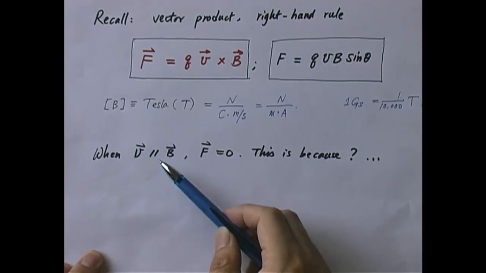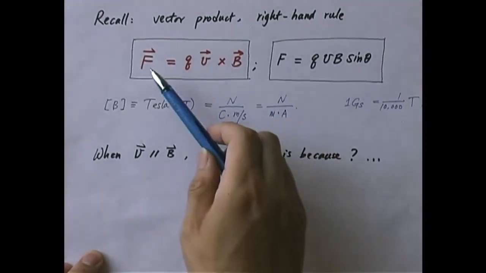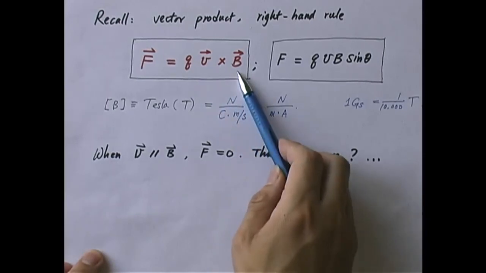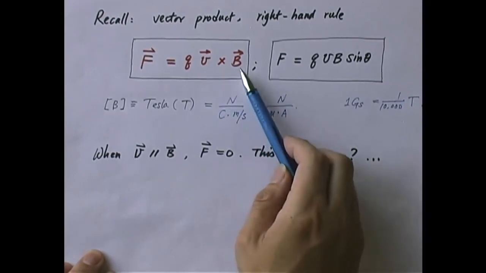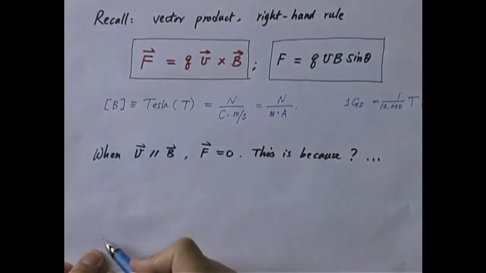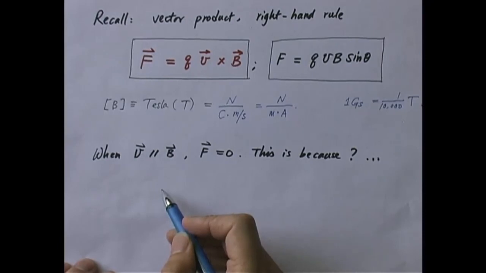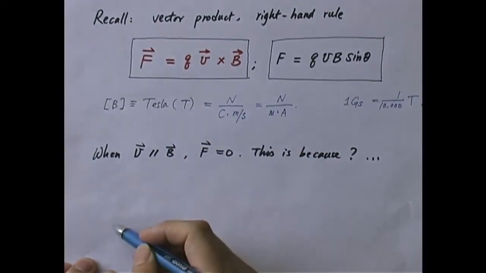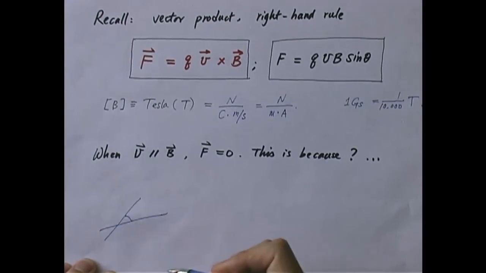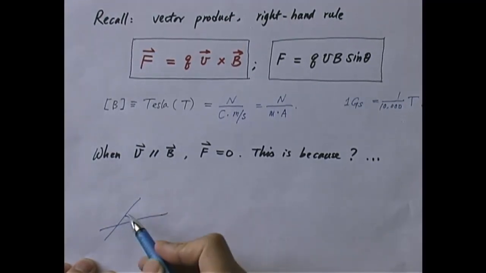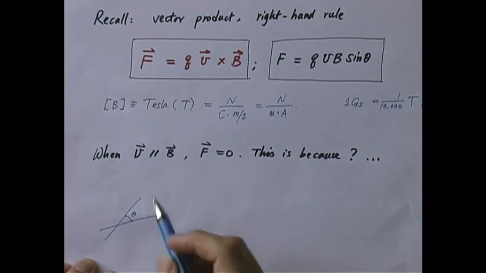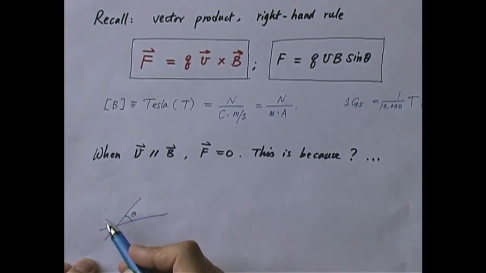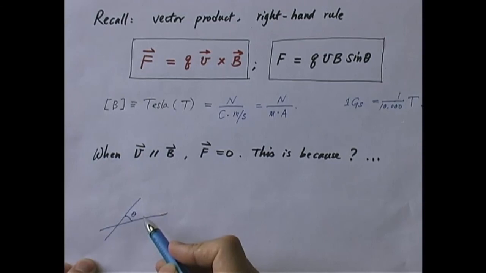Well, think about it. We know that F has to be perpendicular to both of them, B and V. But if V and B are parallel to each other or anti-parallel, then they actually exist on the same line, right? Now, if they exist on the same line, then tell me, can you uniquely form a plane which contains these two vectors? No, you can only do so when these two vectors are not parallel to each other. If the angle between them is 0, you cannot uniquely define a plane that is parallel to both vectors. That plane can be any direction.